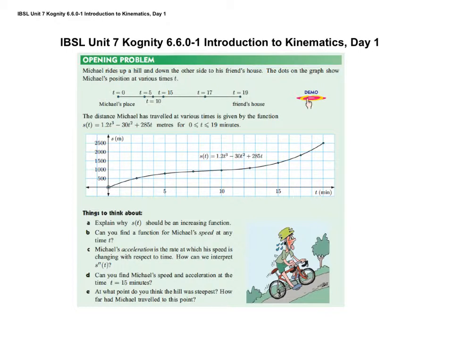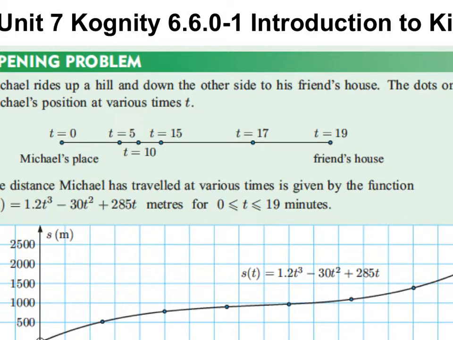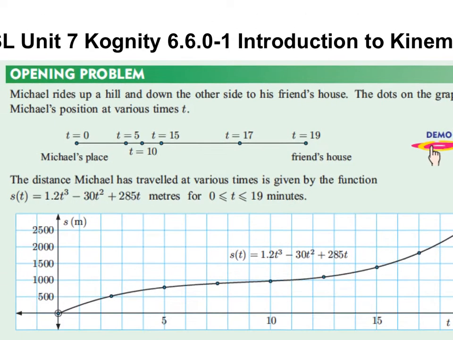Now, I want to work through this problem together to get a sense of the type of thing that we could be dealing with, and then address the different terms related to this a little bit more specifically, okay? So we have this opening problem here. It says, Michael rides up a hill and down the other side to his friend's house. The dots on the graph show Michael's position at various times t. Okay? So you can see here, at different times, the time is in minutes.